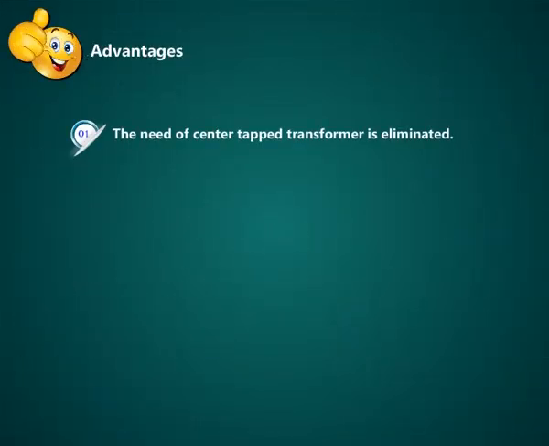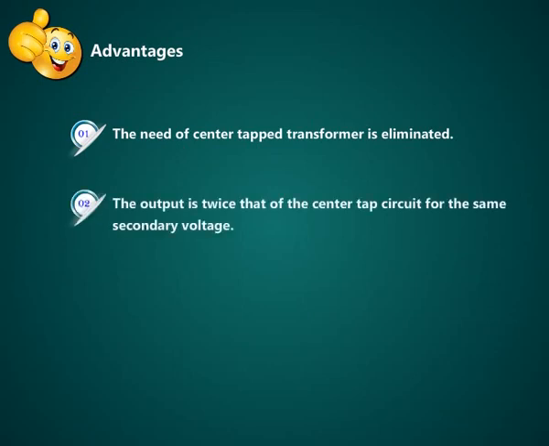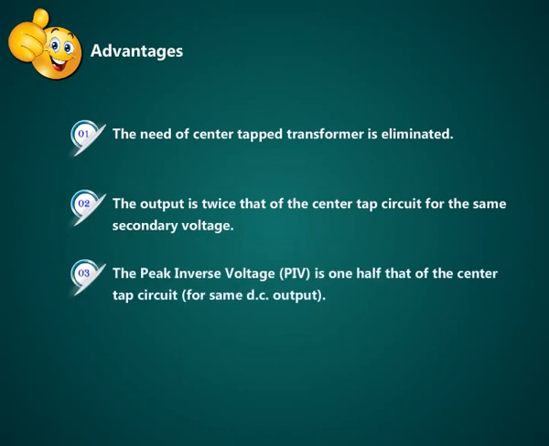Advantages. The need of center-tapped transformer is eliminated. The output is twice that of the center-tapped circuit for the same secondary voltage. The peak inverse voltage PIV is 1/2 that of the center-tapped circuit for the same DC output.